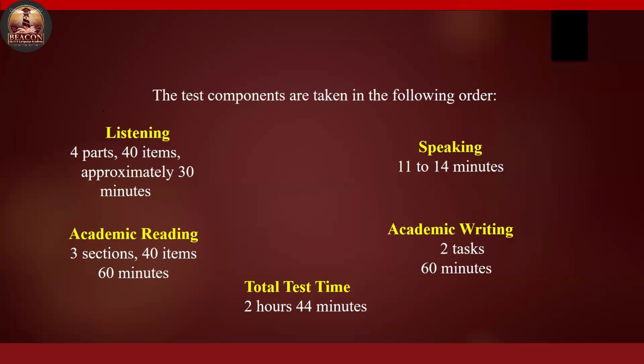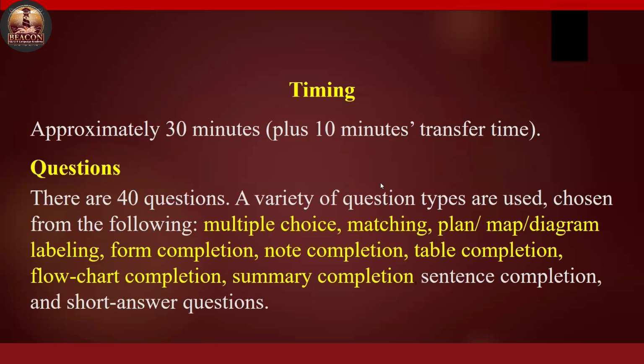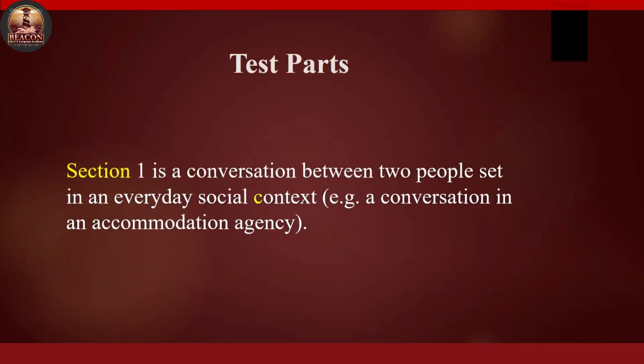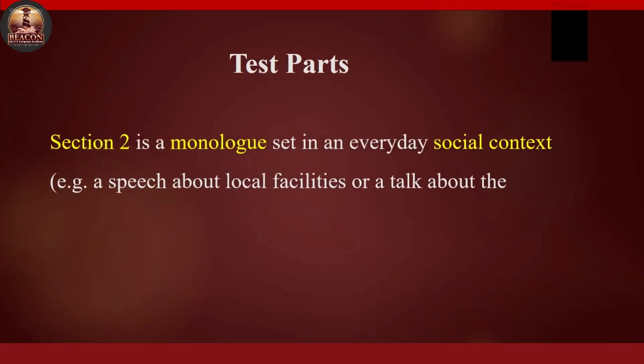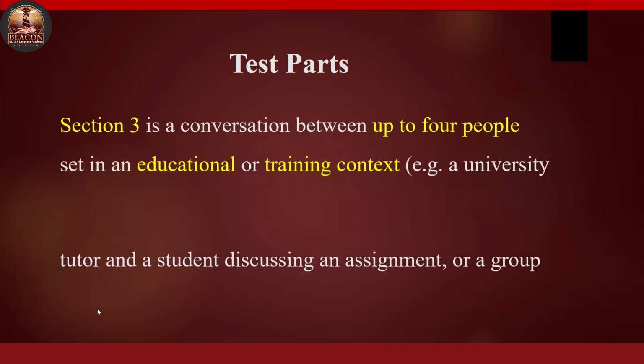Listening includes section 1, section 2, section 3 and section 4. Section 1 is a dialogue with social content, about anything that happens socially in our lives or in the world. Section 2 is a monologue. It is also social content, but only one person is speaking, and there is no conversation like we have in section 1.